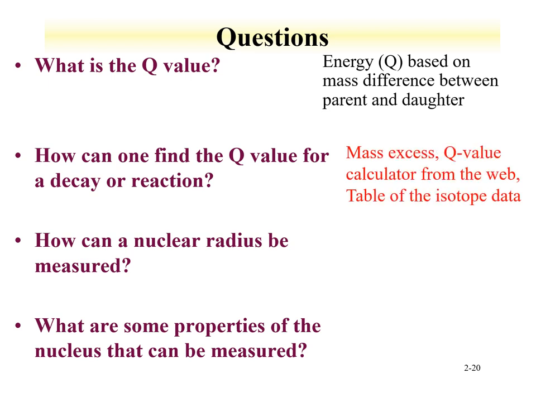How can one find the Q value for a reaction or decay? We'll use the mass excess to set up the equation, so a parent minus the daughter using the mass excess. You can use the Q value calculator from the web, and we showed that. Or, if it's just a simple decay reaction, the data might be available in something like the table of the isotopes.